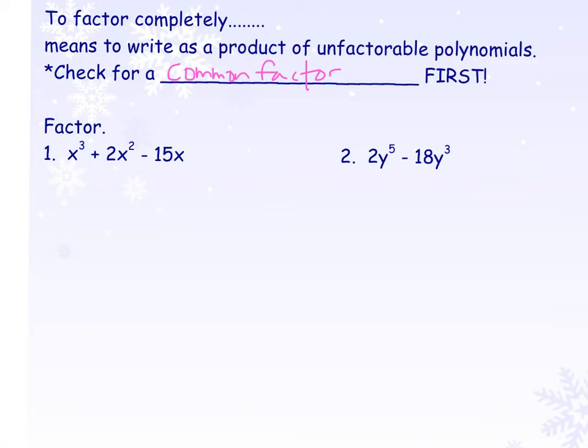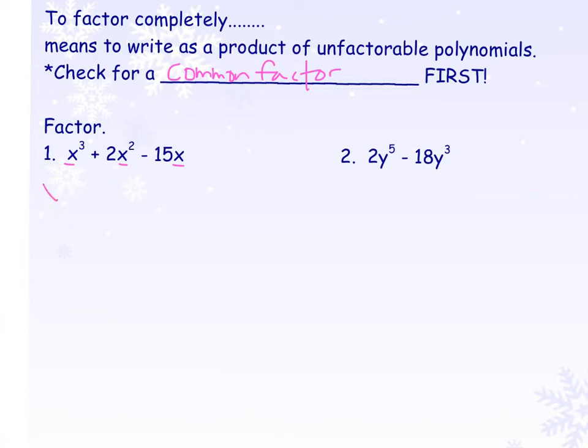In the first example, we have x to the third power. So now this is an example of a cubic function. We can't do two parentheses until we have a quadratic function. So we have x to the third power plus 2x squared minus 15x. Notice right away you can tell that each of the terms has an x in common. It doesn't appear a number would come out of anything, but we have a variable that matches.